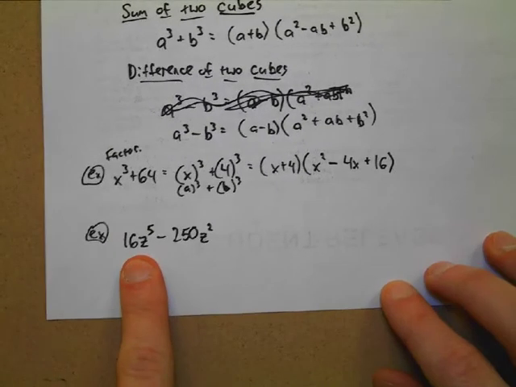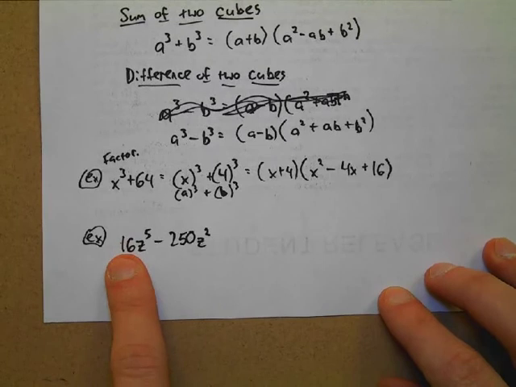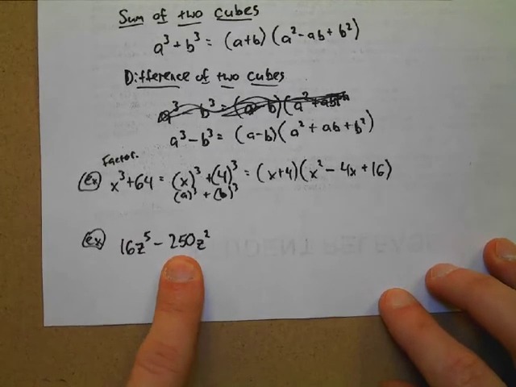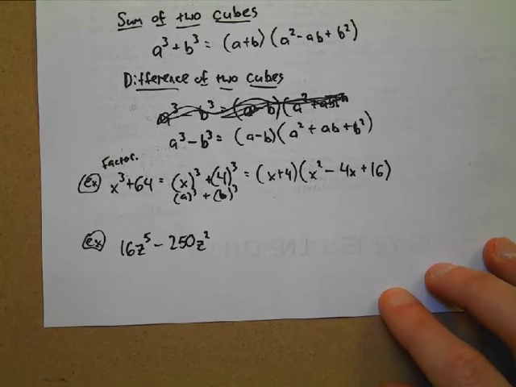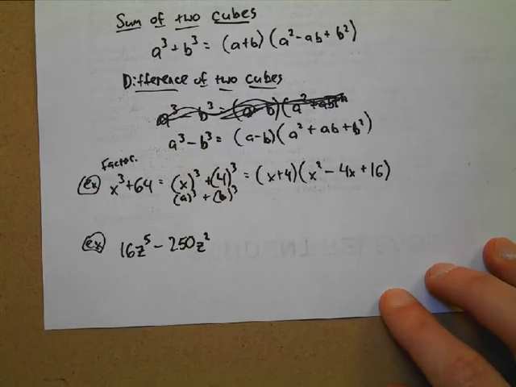Is 16 z to the fifth a perfect cube? No. Is 250 z to the second a perfect cube? No. So we give up then, right? Because it's not two cubes. So why am I putting this here in this section? Well, what could we do first here before we start trying to use some other method like our sum or difference of two cubes here? Yeah, go ahead, Paige. You can take out z squared. Evelyn, what were you going to say? Same thing, z squared. Okay.